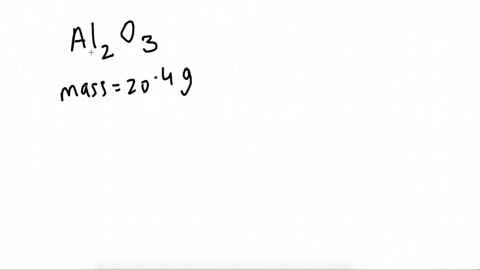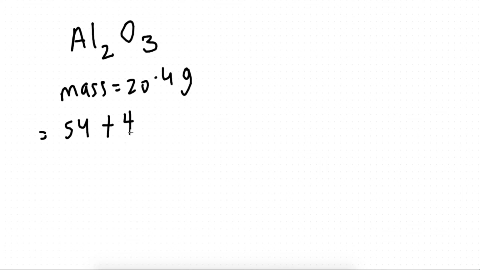Can we get the number of moles? Obviously, mass divided by molar mass. Molar mass, what is the mass of aluminium? 27. 27 times 2 is 54. Plus, mass of oxygen is 16. 16 times 3 is 48.